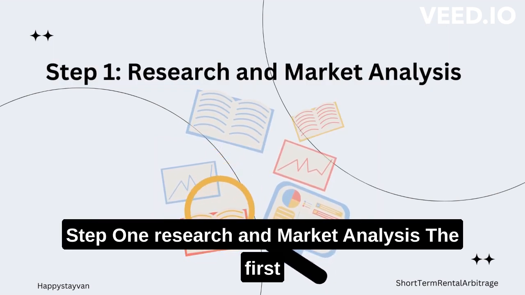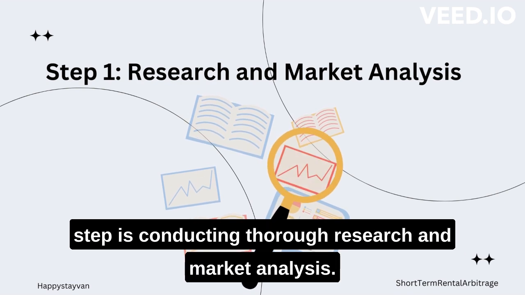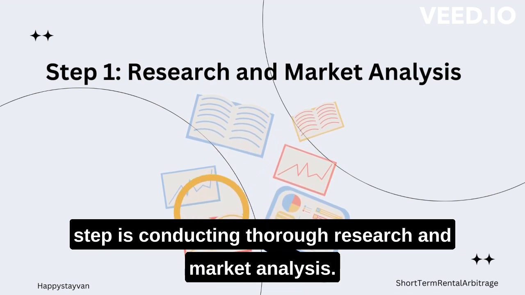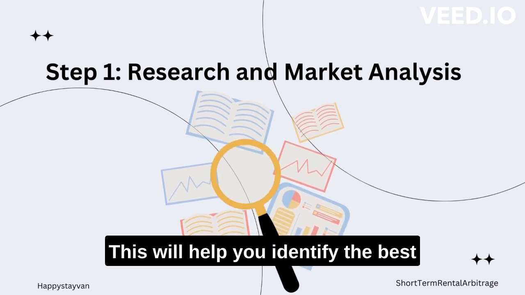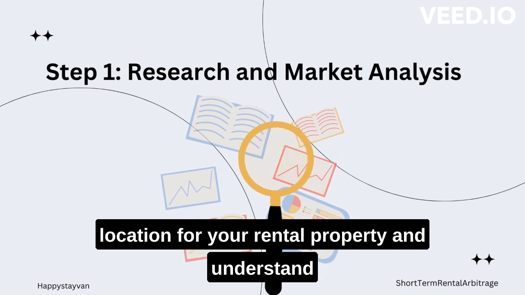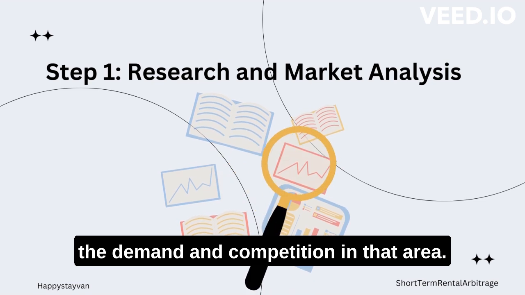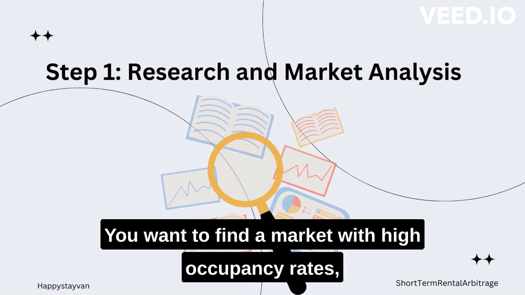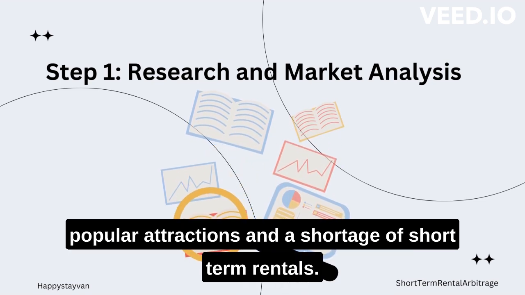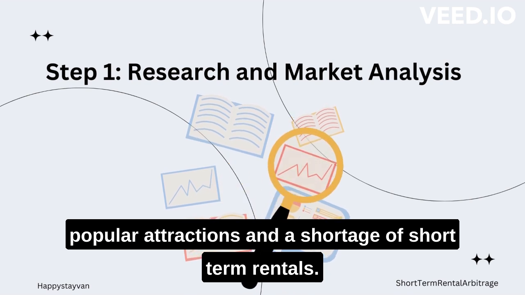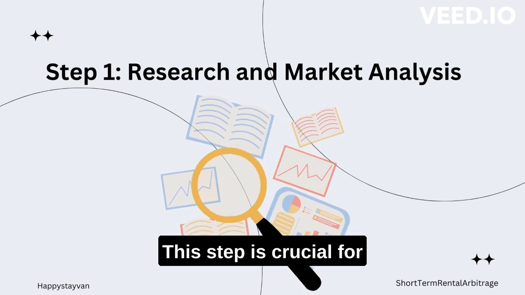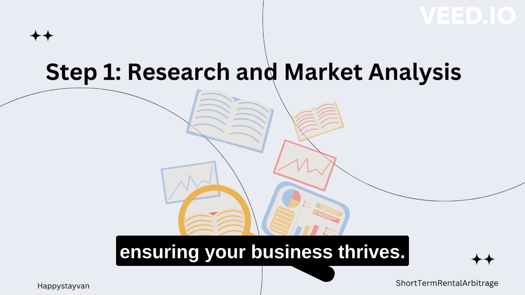Step 1. Research and market analysis. The first step is conducting thorough research and market analysis. This will help you identify the best location for your rental property and understand the demand and competition in that area. You want to find a market with high occupancy rates, popular attractions, and a shortage of short-term rentals. This step is crucial for ensuring your business thrives.